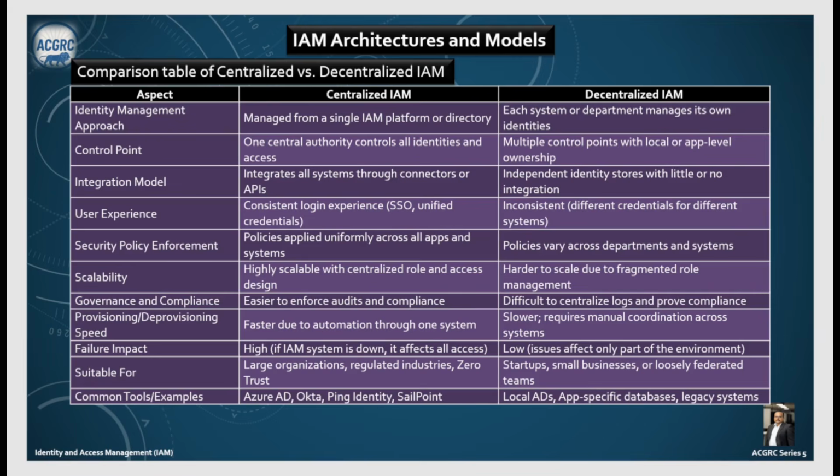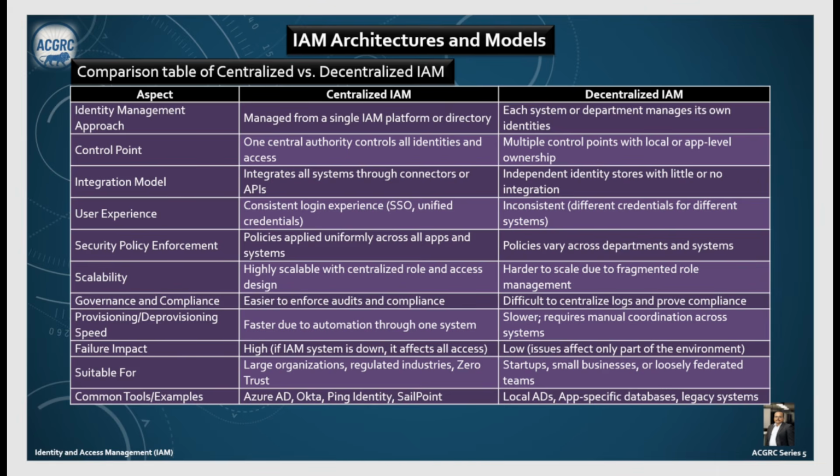From a user experience perspective, centralized gives a consistent login experience and unified credentials. Decentralized, it's inconsistent. From a security policy perspective, policies apply uniformly across apps, which is not the case when it is decentralized, and it can vary. From a scalability perspective, centralized IAM is highly scalable with centralized rules and access designs. Where it's decentralized, it's harder to scale up. From a governance and compliance perspective, it is easier to enforce audits and compliance. In decentralized, it is difficult.